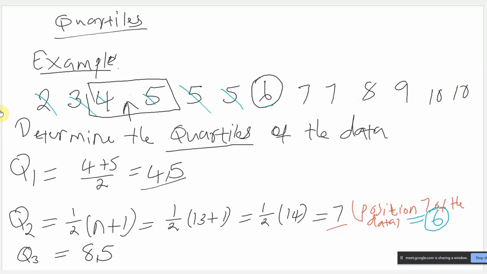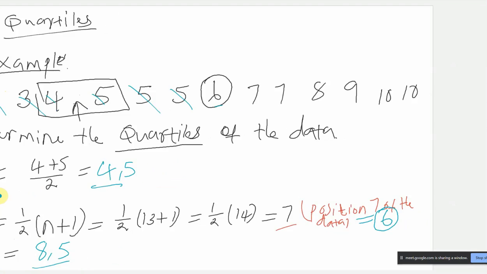8.5. Let me write that in blue so that it can have some logic. So 8.5, and then this one is 4.5. So these are the measures of position of the data: first quartile, second quartile, and third quartile.